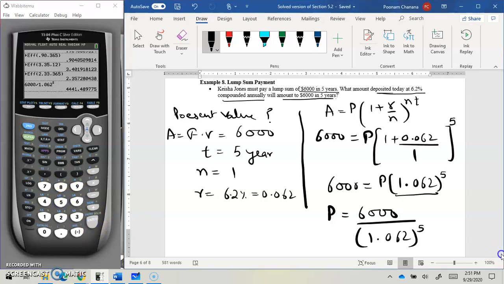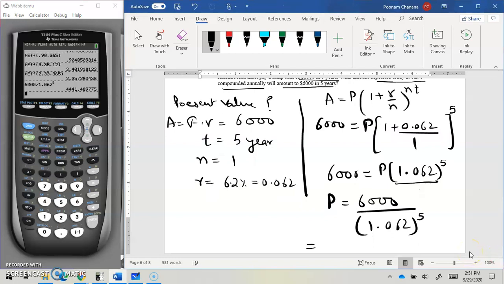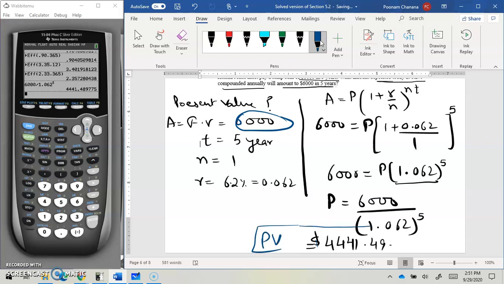So how much should he have today which will become 6,000 in 5 years? The answer is that the present value of that 6,000 is 4,441.